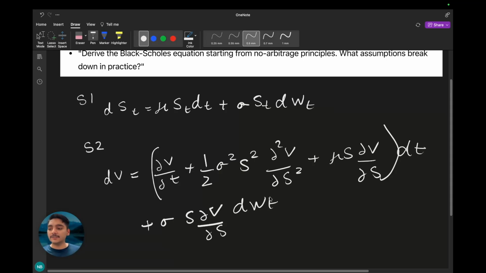Now why do we use it? It's Ito's lemma, the chain rule of stochastic calculus, and we need it because V(S, t) is a function of the random process S. The extra second derivative term appears because of the quadratic variation of Brownian motion, and that is what makes stochastic calculus different from regular calculus. The first part, the dt term, is the deterministic part, and the second part, the dW_t term, is the random part.